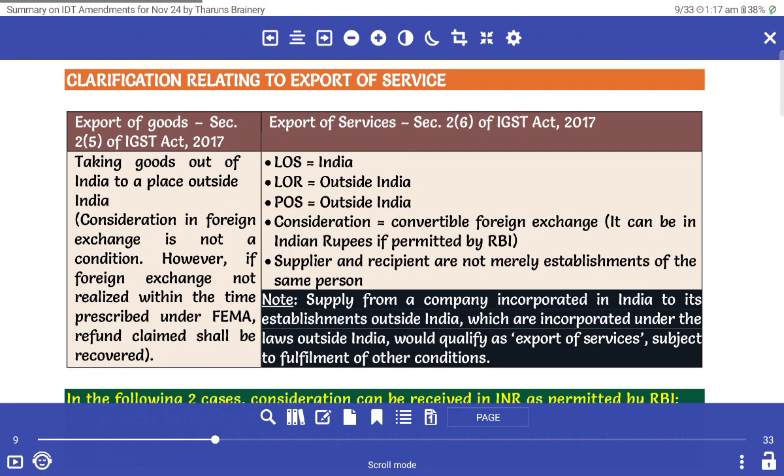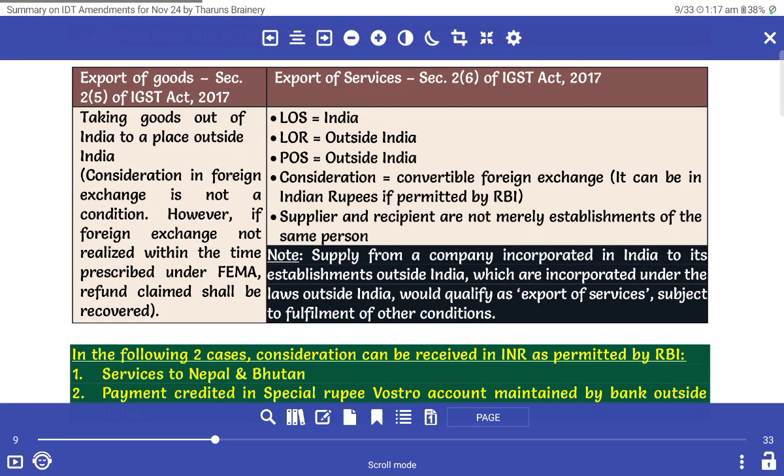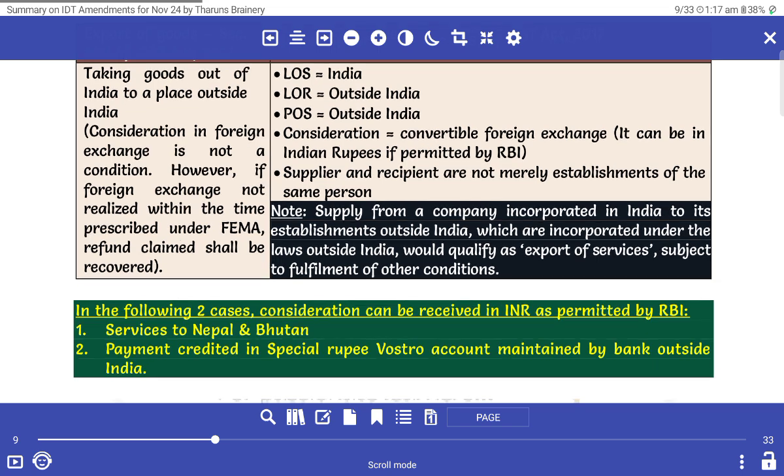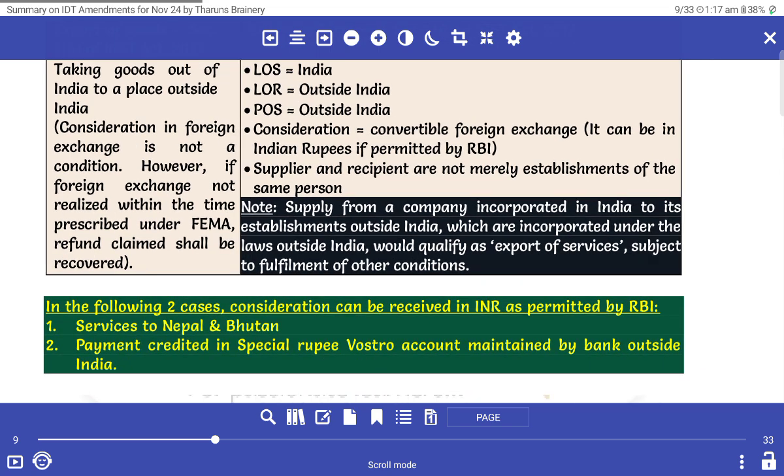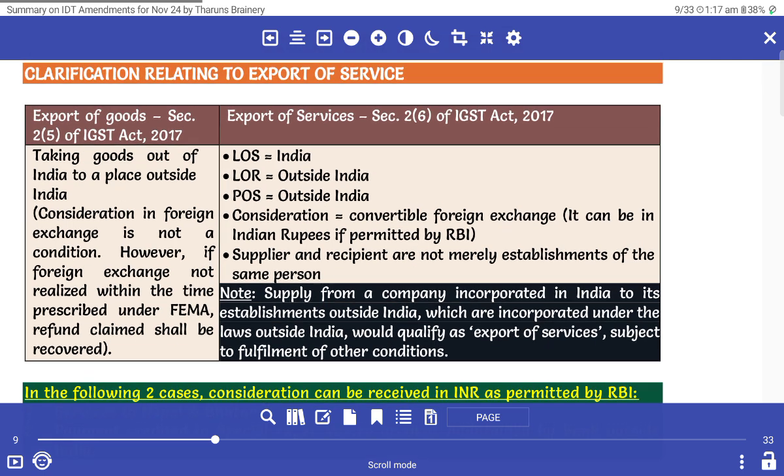Classification relating to export of service, Section 2 clause (6) of the IGST Act, taking goods out of India or based outside India. Consideration in foreign exchange is not a condition. However, if foreign exchange is not realized within the time prescribed by the FEMA Act, the refund claim shall be recovered. Export of service, Section 2(6) of the IGST Act 2016.